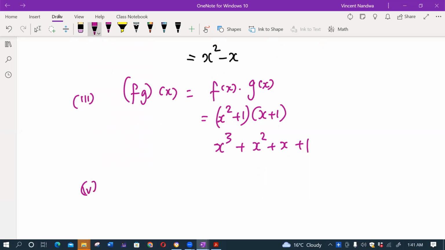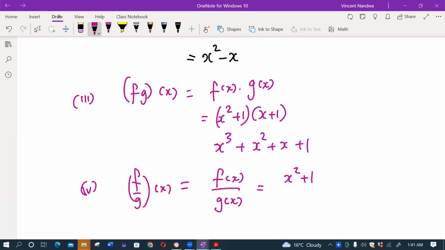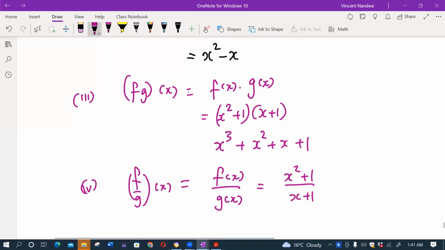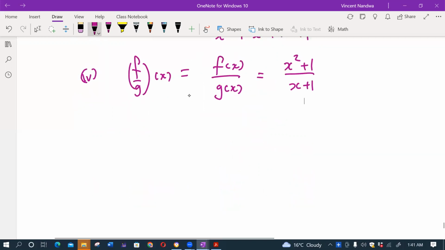For f over g. This simply means f of x over g of x, which will be x squared plus 1 divided by x plus 1. Number 5, f composite g.